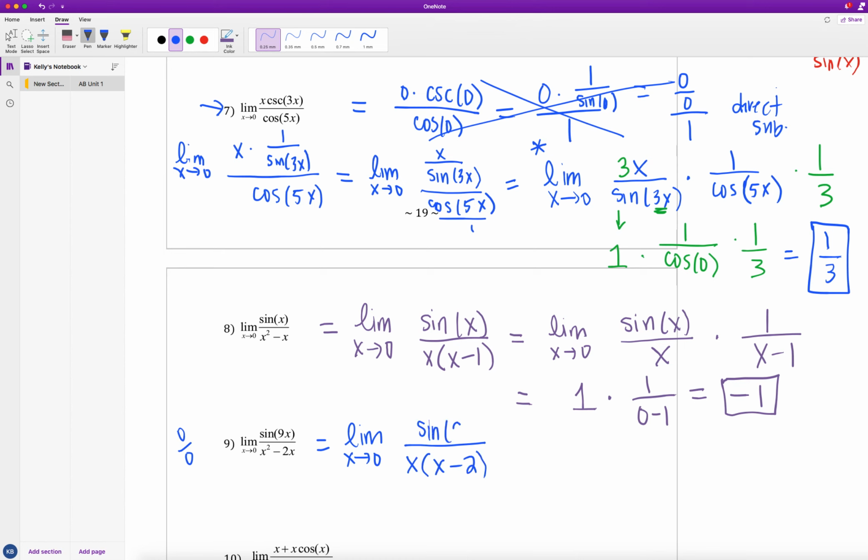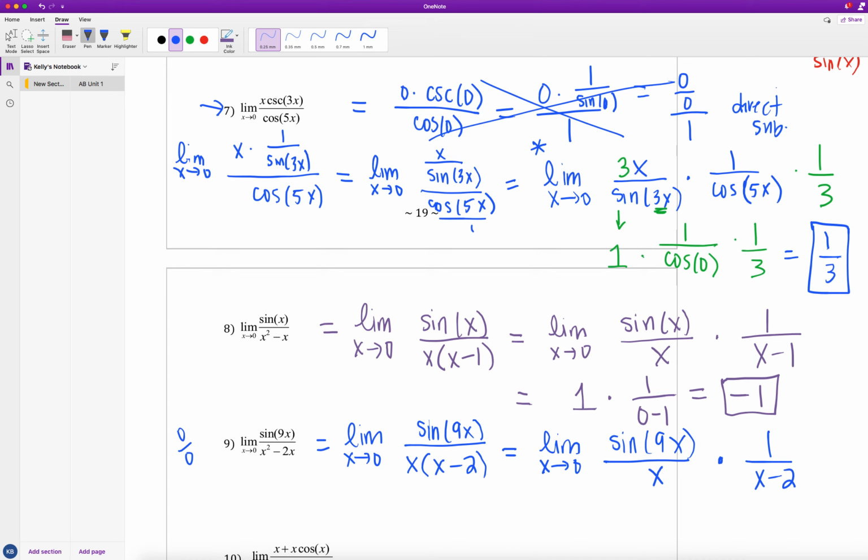Then I have a sine of 9x in the numerator. From here, I'm going to put the stuff together that might be my special trig limit. So sine of 9x over the x, and move the 1 over x minus 2 just to the side. It's still part of the problem. They were being multiplied here when I factored, so they're still being multiplied. I haven't changed anything.